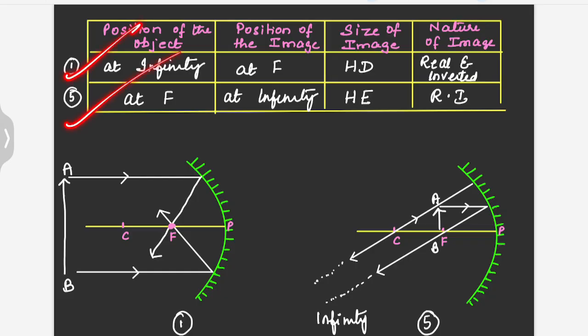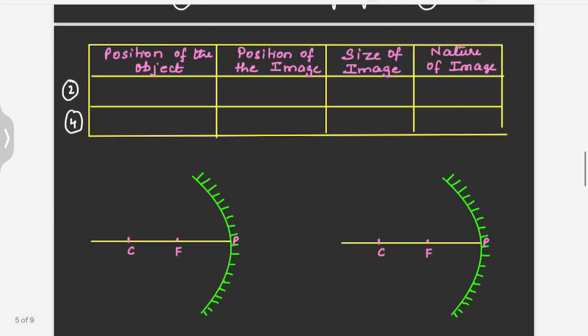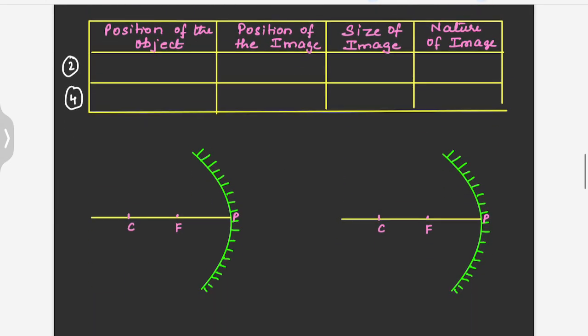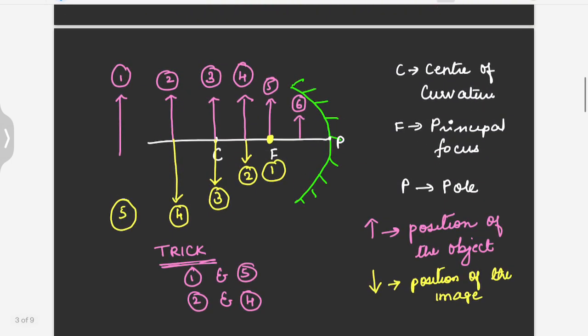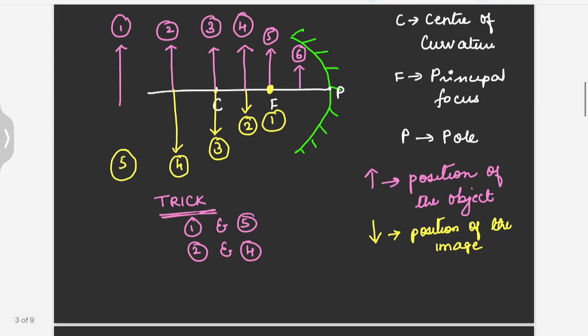So first and fifth ray diagram we have learnt. Next we will learn second and fourth. This is the second ray diagram and this is the fourth ray diagram. To draw the second one, what is the trick we are going to use? See here, for the second ray diagram, the object should be placed beyond C. So we are going to place it beyond C. Where is the image formed? The image is formed here, that is between C and F.